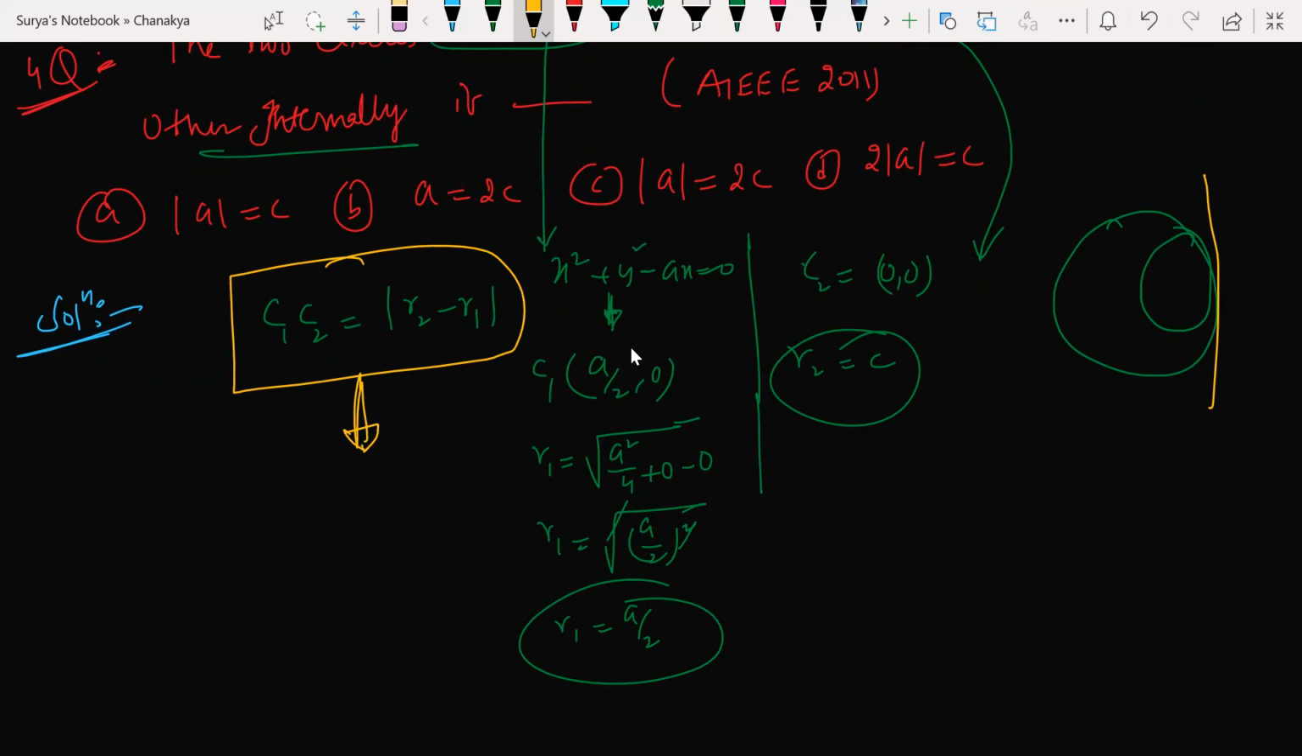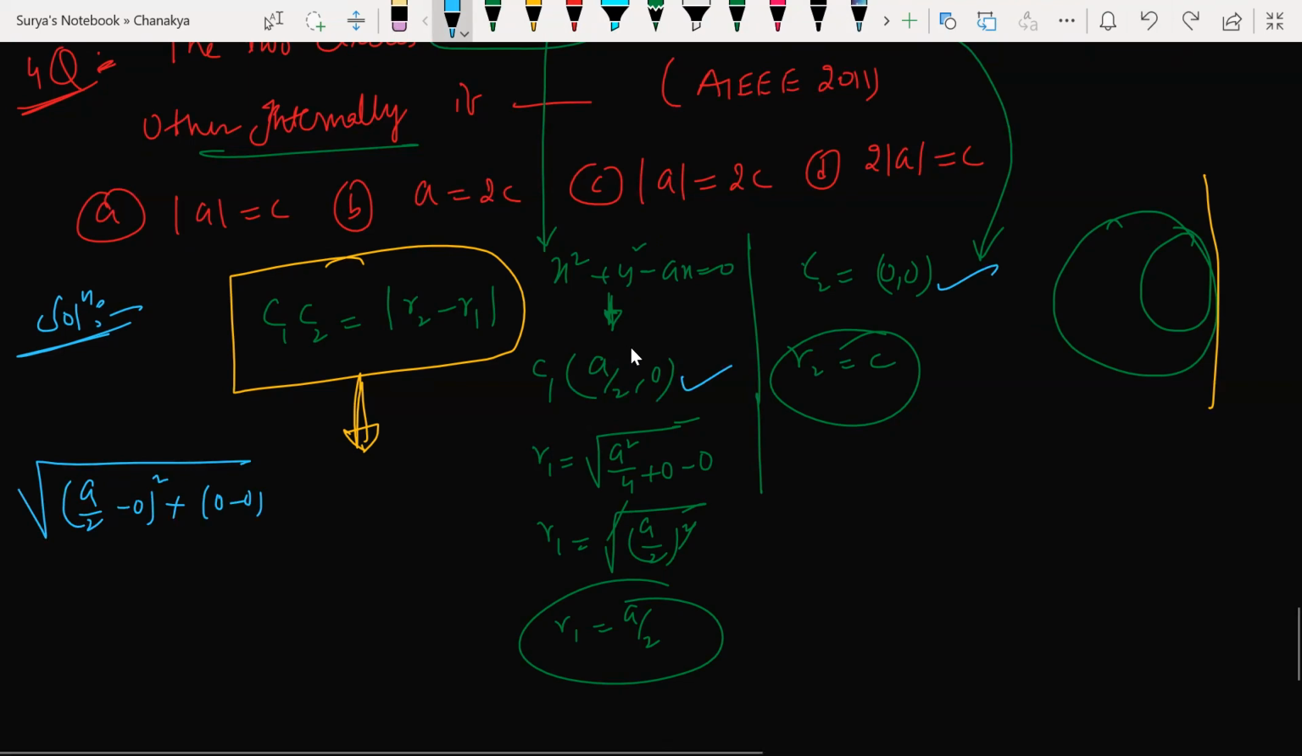Simply do this way. One second. Okay, C1C2, right? What is C1C2 here? C1 is this one, C2 is this one. Distance between C1 and C2 is what? Square root of a by 2 minus 0 whole square plus 0 minus 0 whole square. Modulus of R2 minus R1 is what? C minus a by 2. Am I correct? Or a by 2 minus C.